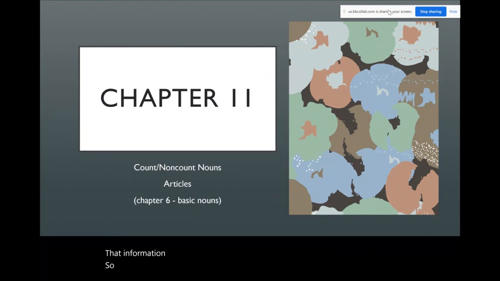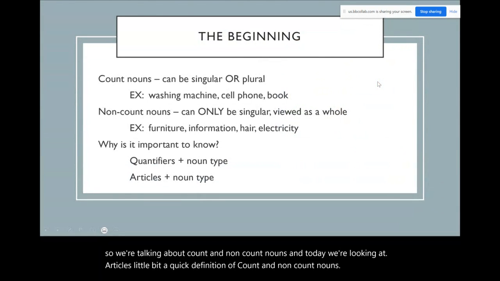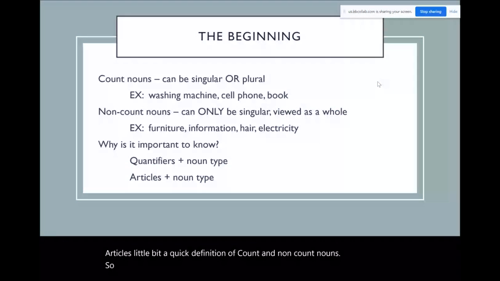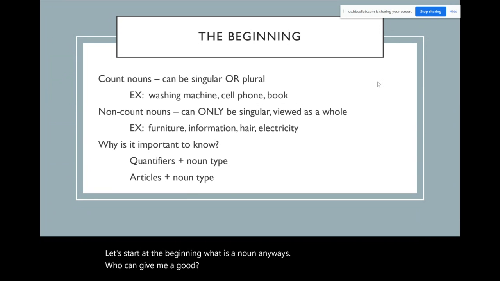So we're talking about count and non-count nouns, and today we're looking at articles a little bit and a quick definition of count and non-count nouns. Let's start at the beginning. What is a noun anyways? Who can give me a good definition? People or things? People or things.